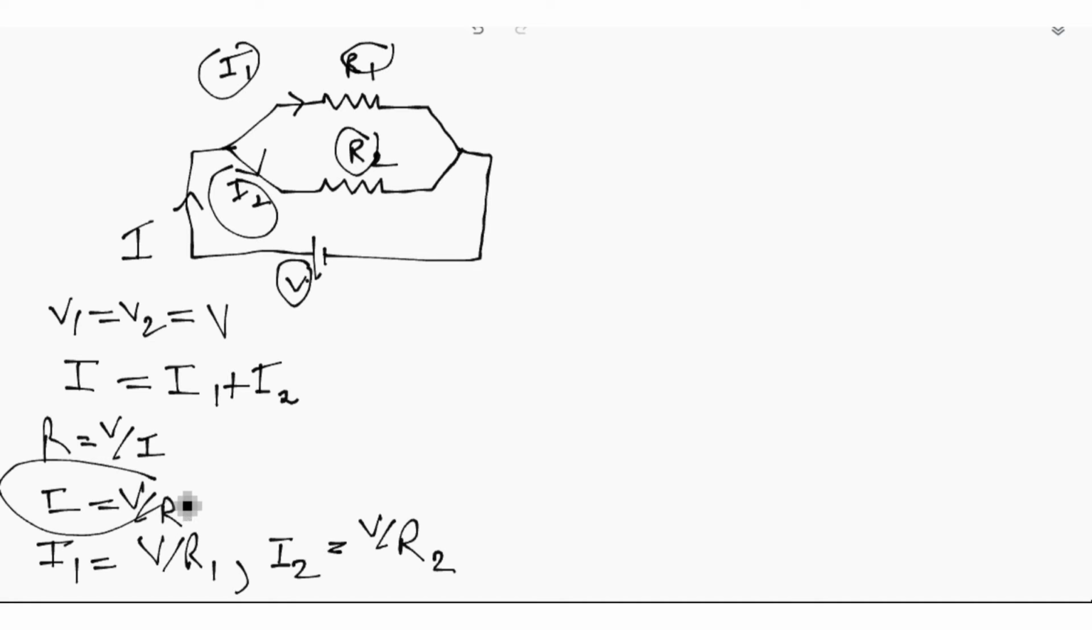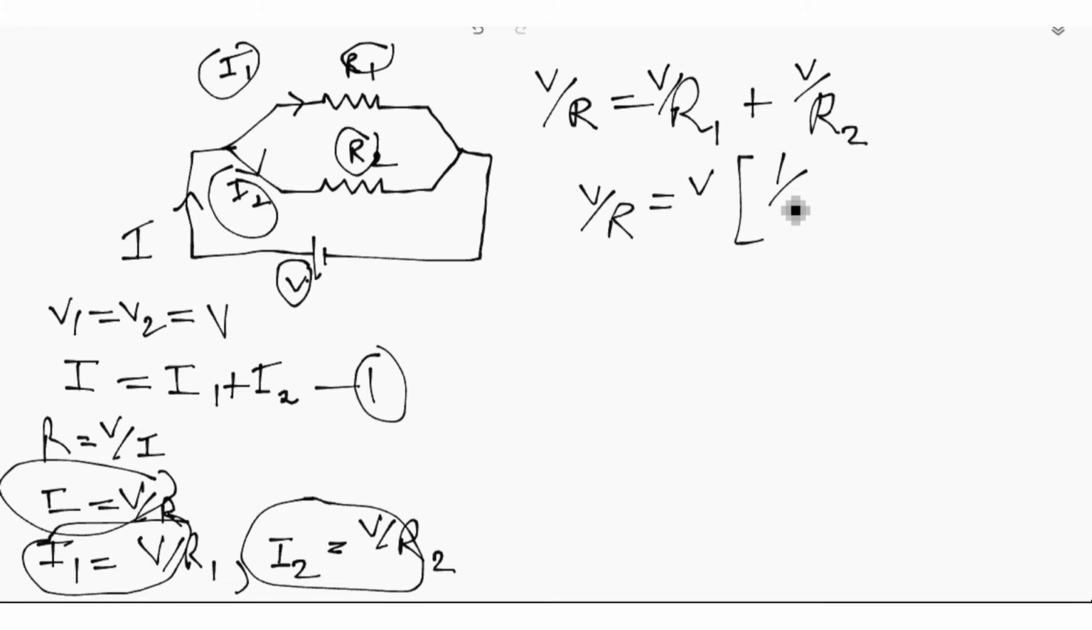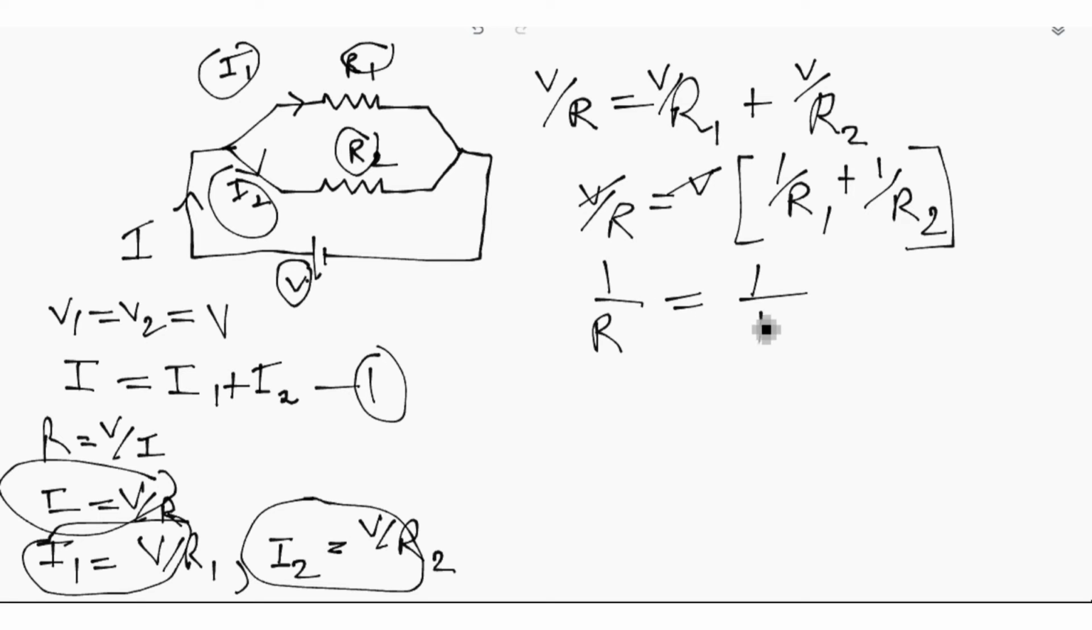Now, putting these values of I, I1 and I2 in equation 1, we can write V by R is equal to V by R1 plus V by R2, or V by R is equal to V common, 1 by R1 plus 1 by R2. Both sides have V, so we can cancel out V. Finally what we get is 1 by R is equal to 1 by R1 plus 1 by R2. So this is the required relation for resistances connected in parallel.